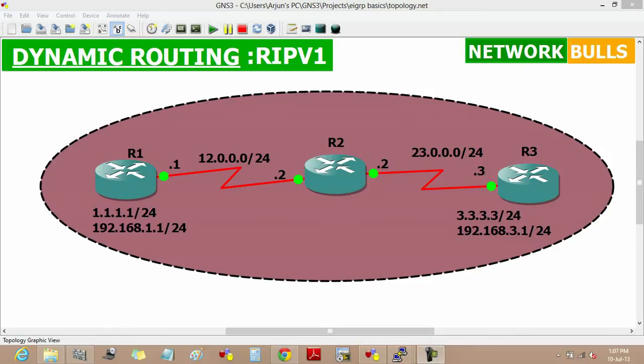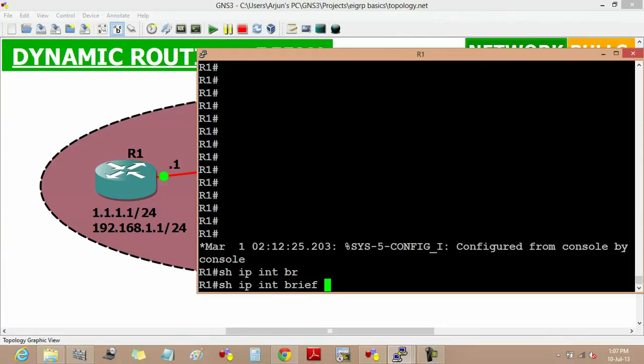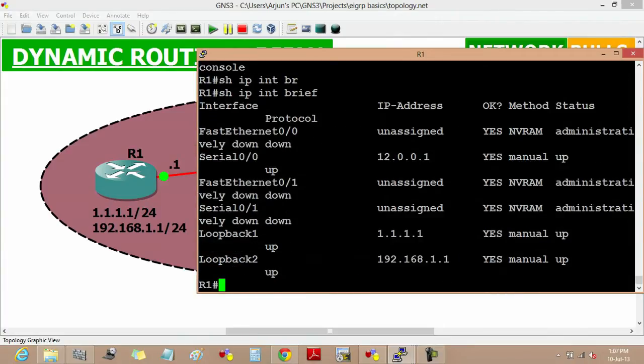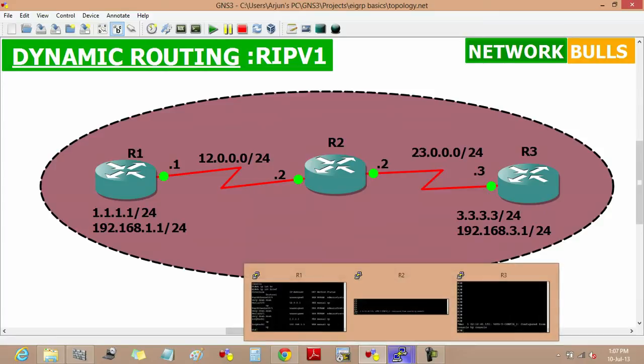Today we learned the basic configuration of RIP version 1. There is a topology in front of you in which the IP addresses shown are already pre-configured, and we can verify it by using the command show ip interface brief. Similarly, we can verify the IP addresses on other routers also. Now the task is to configure RIP version 1 in this topology.